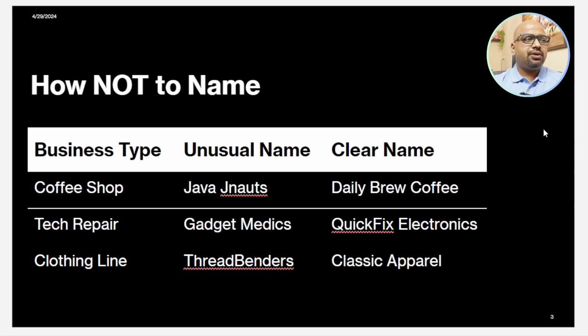So coffee shop, Java Genets, instead of that, say Daily Brew Coffee. Then tech repair, like Gadget Medics, again complicated. Quick Fix Electronics, a simple word, catchy, cool. Your name says exactly what you're doing. That's enough, right? Quick Fix is the uniqueness, that's the USP of the company, because they're going to fix the issues very soon. That is there, and they are dealing in electronics. Whatever electronic products you bring, they'll fix it. So this is very important.